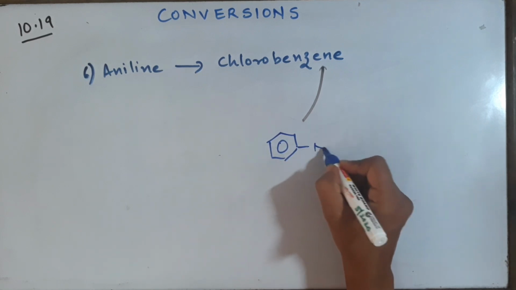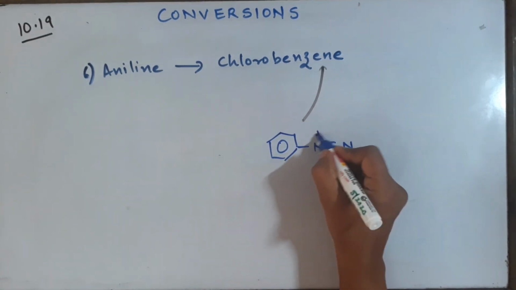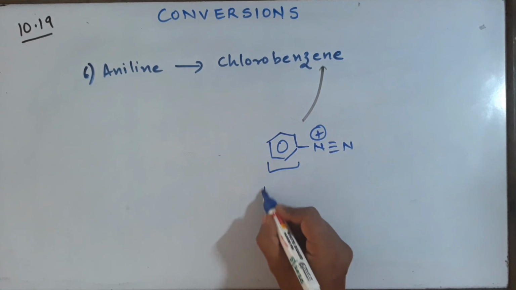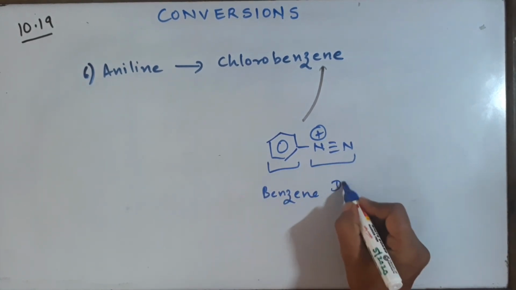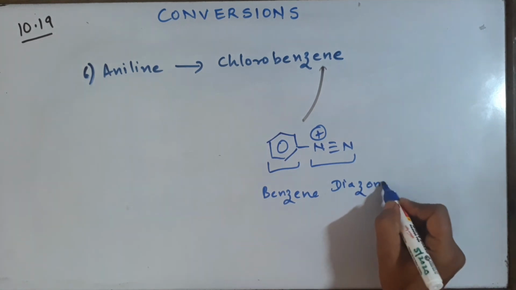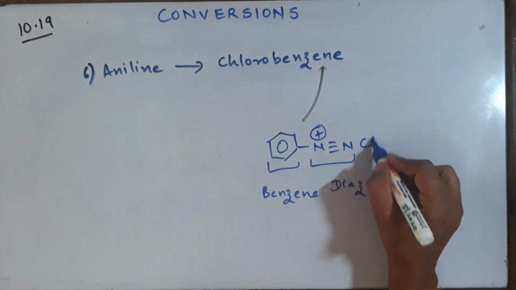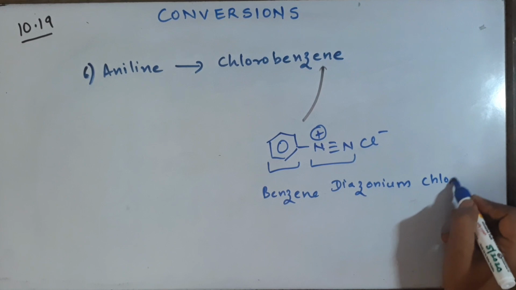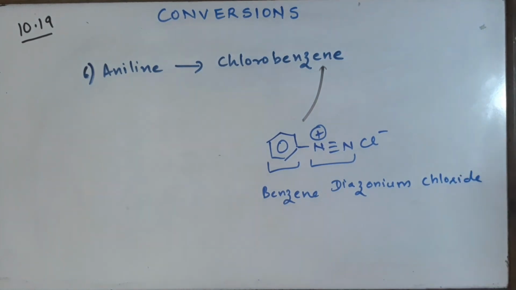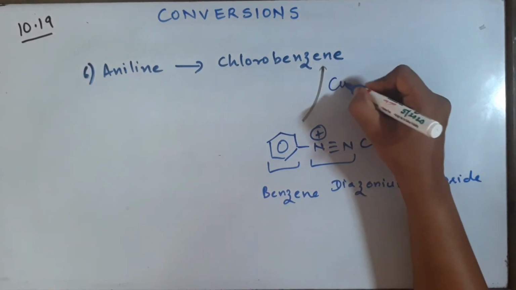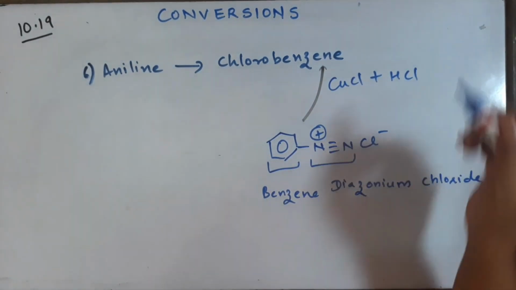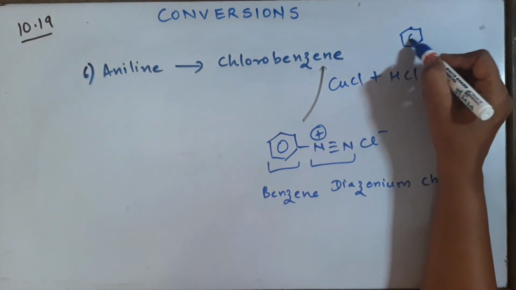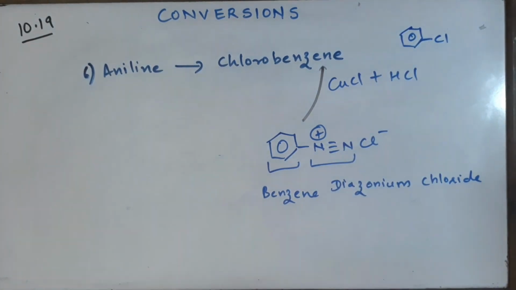We had used benzene diazonium chloride. This is Sandmeyer's reaction. Benzene diazonium chloride, and we will react this with the reagent cuprous chloride and hydrochloric acid. So we will get chlorobenzene. It looks like this.